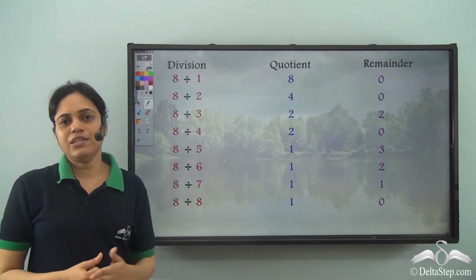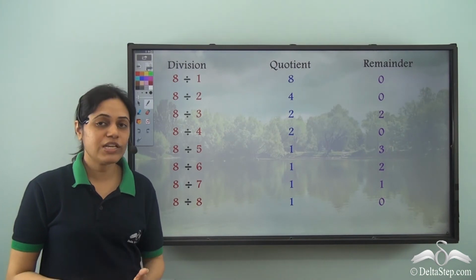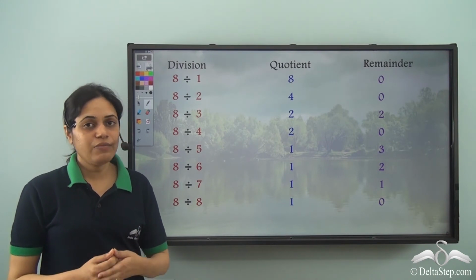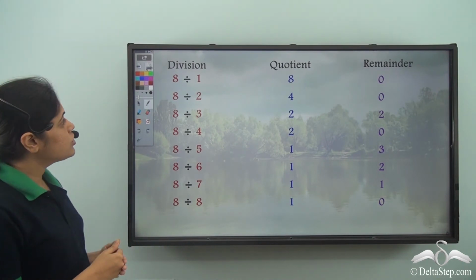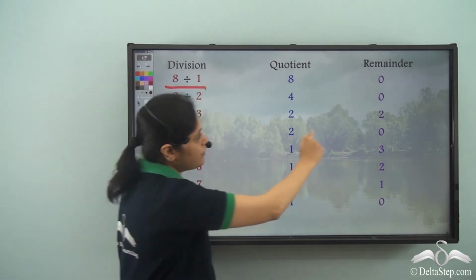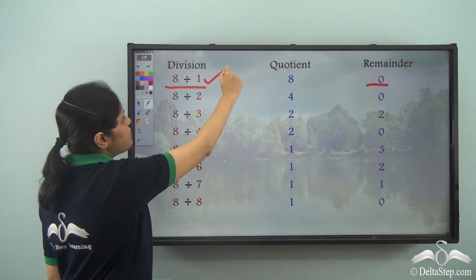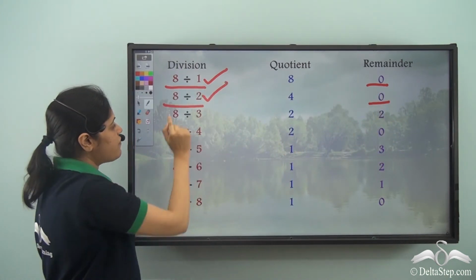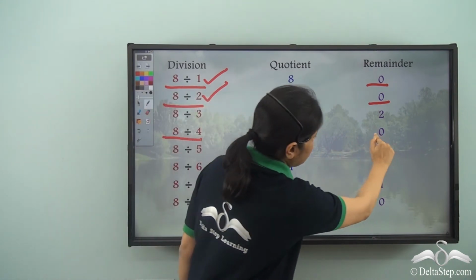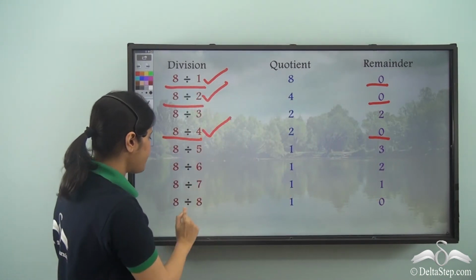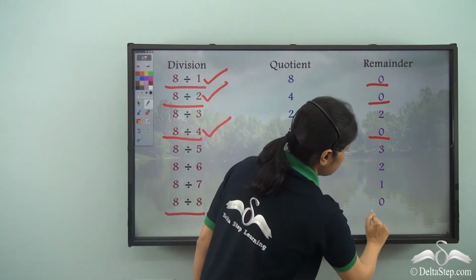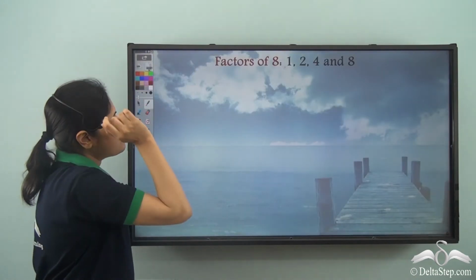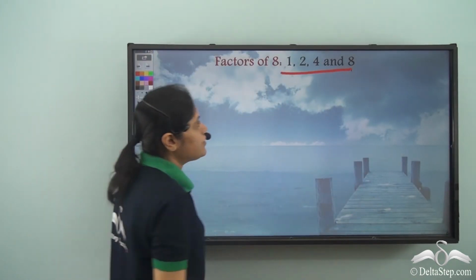Now if we take another number, say 8, can you tell me what the cofactors of 8 are? First, let us find the factors of 8. I see that 8 divided by 1 gives me remainder 0, so 1 is a factor. 8 by 2 gives me remainder 0, so 2 is a factor. 8 by 4 gives me remainder 0, so 4 is a factor. And 8 by 8 gives me remainder 0, so 8 is a factor. So the factors of 8 are 1, 2, 4 and 8.